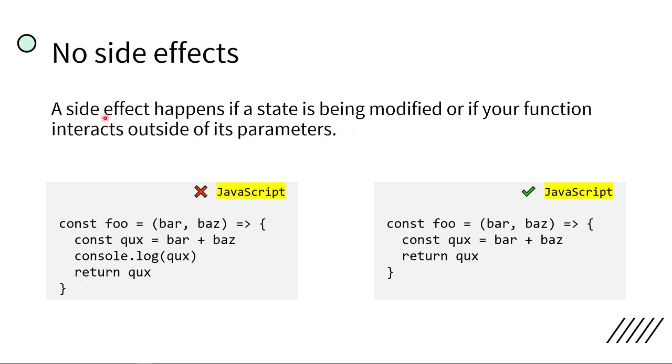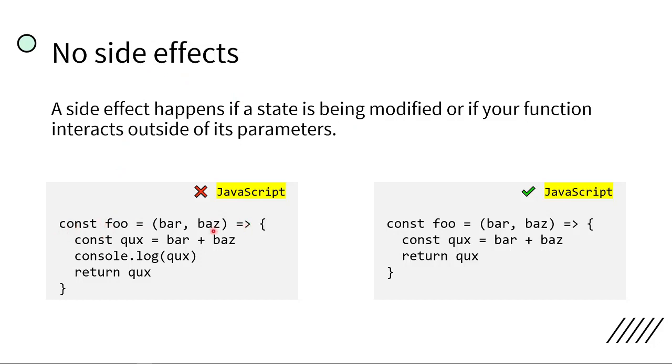So what is a side effect? So a side effect happens if a state is being modified or if your function interacts outside of its parameters. So examples ani kay mag-write or mag-save sa database, mag-write sa files, mag-print sa standard output. So that's just some examples of side effects.